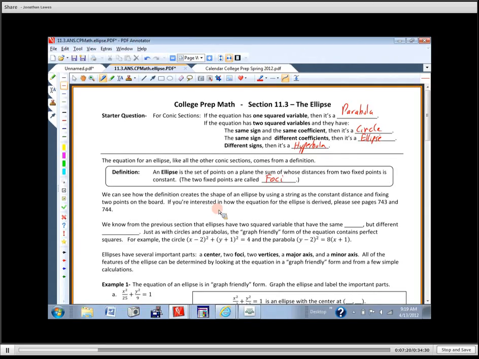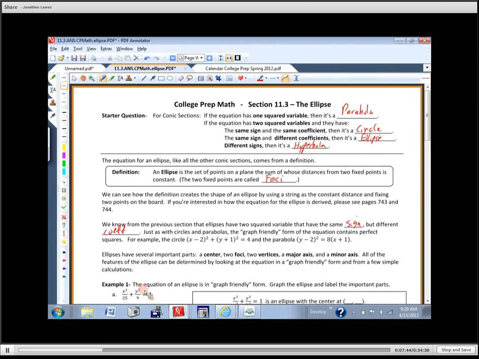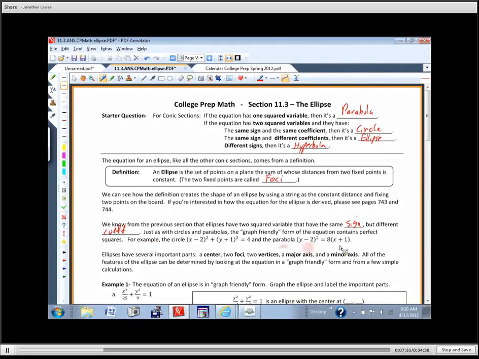Now, we could go through and come up with the equations and all that sort of stuff, but we're just going to go with this, okay? All right, let's see. So we know from previous sections that ellipses have two squared variables that have the same sign but different coefficients. Okay, now, ellipses are a lot like circles. In fact, we could go back and treat circles like we will an ellipse. So for example, here's a circle, okay, and here's a parabola.